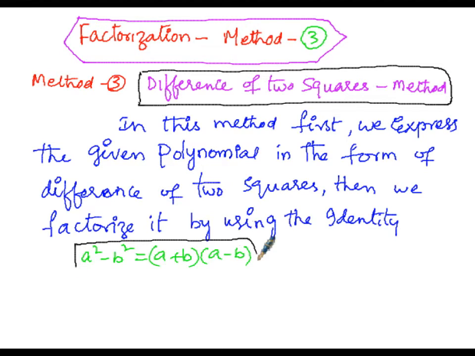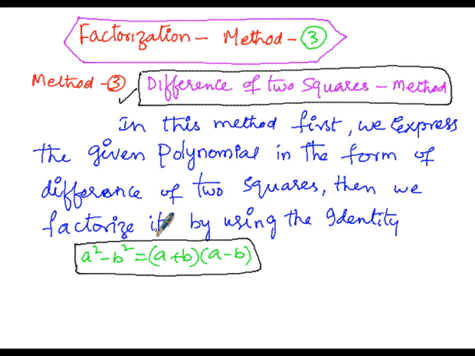So in this manner, we will factorize the given expression by means of the method called the difference of two squares. First of all, we will express the given polynomial in the form of the difference of two squares. This is the given expression, modified in the form of the difference, with a minus sign. The first square is a square, the second square is b square. Then later we will utilize the identity, that is, a square minus b square is a plus b into a minus b, in order to factorize the given polynomial.